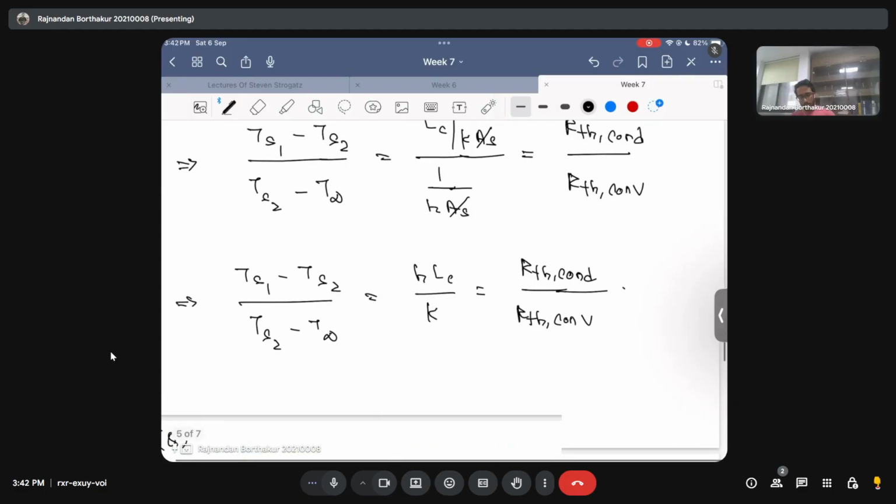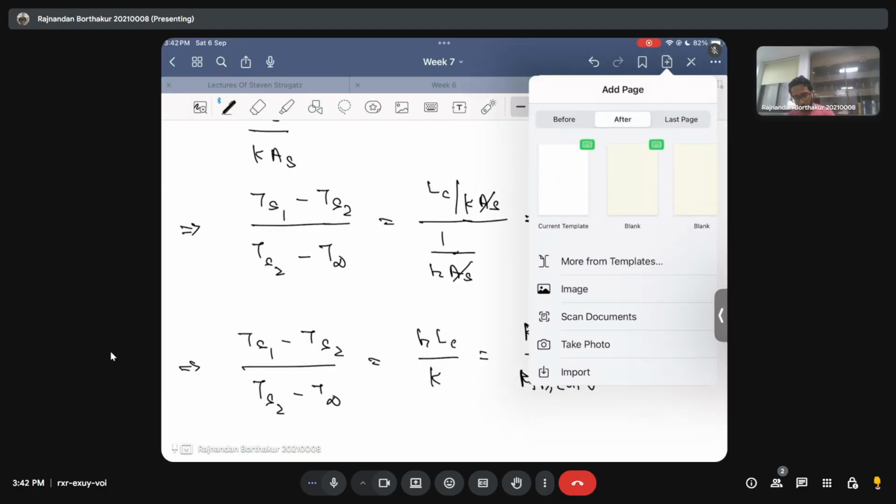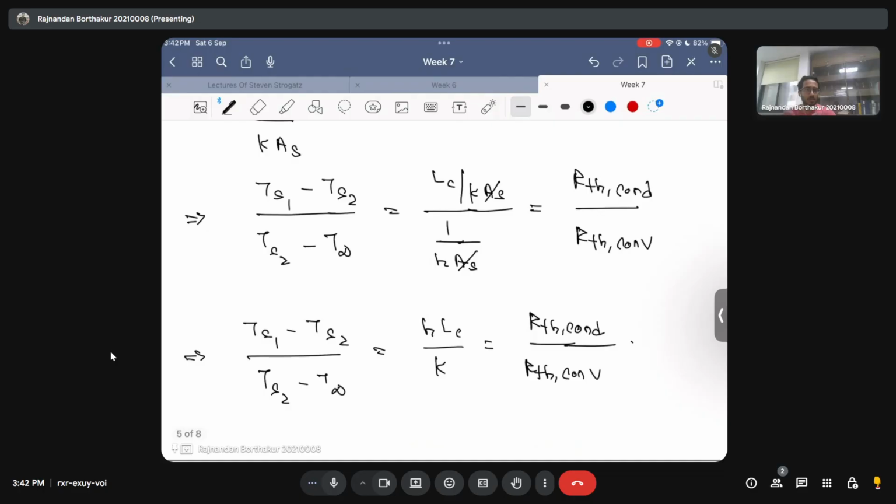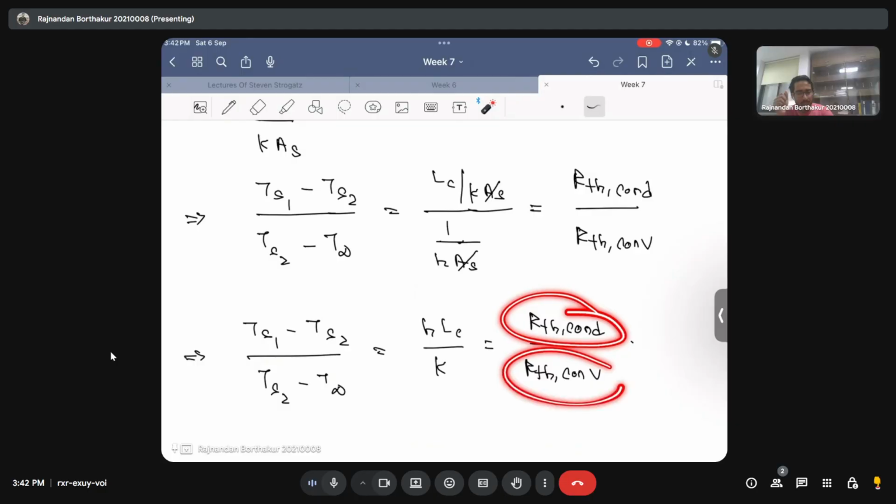Okay, so what you are essentially doing is saying that the difference between the temperature at the center of the body and the temperature on its surface, divided by the difference between the temperature on its surface and the temperature of the ambient fluid, is equal to the resistance due to conduction divided by the resistance due to convection, and this is equal to hLc by k.